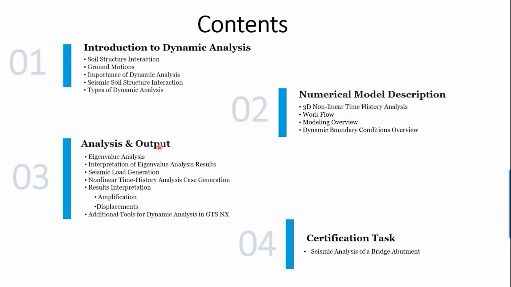The next category is the analysis and the output. The first analysis we do is an eigenvalue analysis, where we find the mode 1 and mode 2 frequencies of the model, and then we interpret those results and use them to calculate the mass and stiffness proportional coefficients. Then we will apply the seismic load and run the nonlinear time history analysis to find the accelerations, basically the amplification as the wave propagates through, and the displacement.